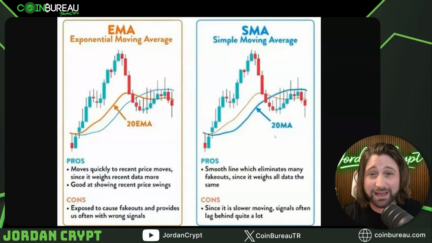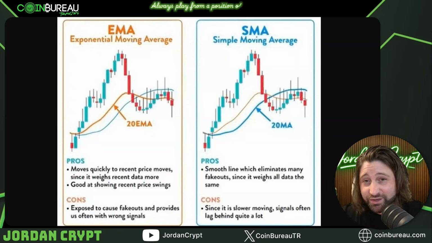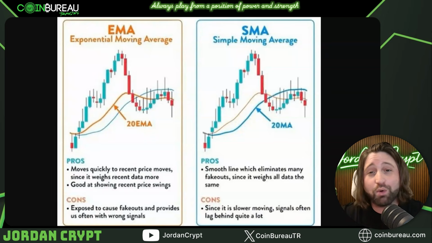Second is the exponential moving average, or EMA. This one reacts faster to recent price action, giving more weight to the latest data. SMA is slower and smoother. EMA is faster and more responsive. This is a matter of preference which ones you do use. But for most traders, EMAs are more useful because crypto does move so quickly.